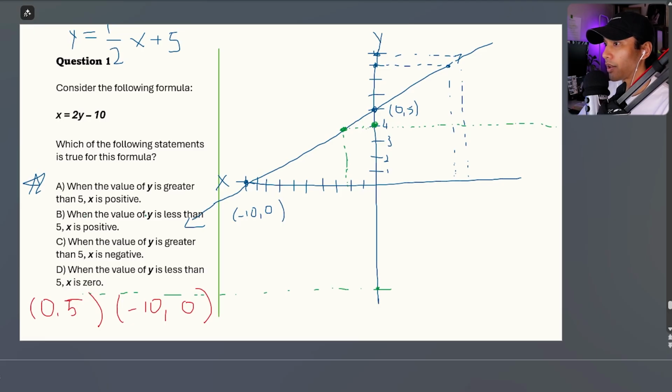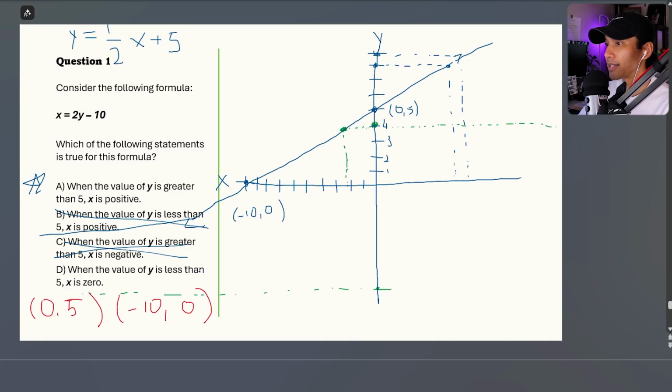So when the value of y is less than 5, x is positive. This is not a true statement. This is false, so I would cross it out. Okay. When the value of y is greater than 5, x is negative. We've already proved that anything greater than 5 is positive, right? So we could rule this out.